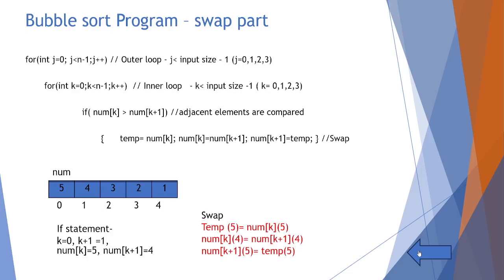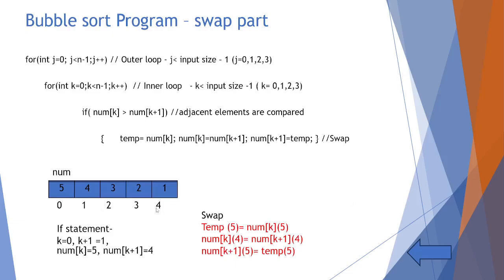In the bubble sort program, only the swap part we will see here. The program is: for int j is equal to 0, j less than n minus 1, j plus plus; for int k is 0, k less than n minus 1, k plus plus; if num of k greater than num of k plus 1, then temp is equal to num of k.